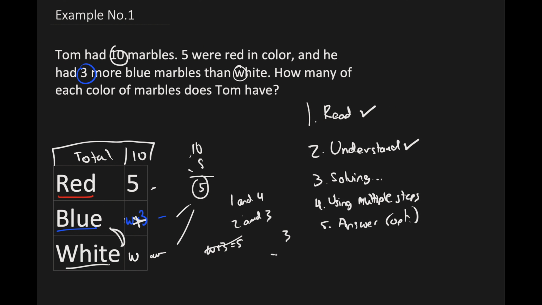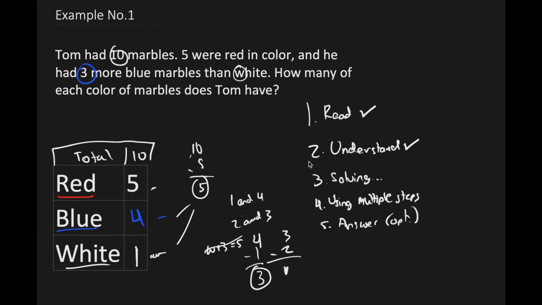So let's try that. 3 minus 2 is only 1. Now let's try 4 minus 1. Well, look, we have 3. So now it looks like 4 is blue. Let's erase all the stuff here. Blue is 4, and white is 1. So now we know how many marbles of each color.